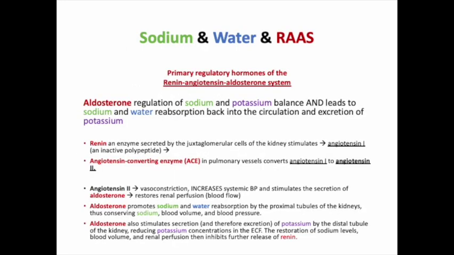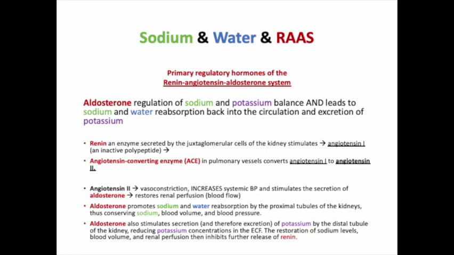Now we're going to bring sodium and water and the RAS system together. We know that aldosterone regulates our sodium and potassium balance, and it leads to the sodium and water reabsorption back into circulation, and then we excrete our potassium. So we're going to look first at renin.